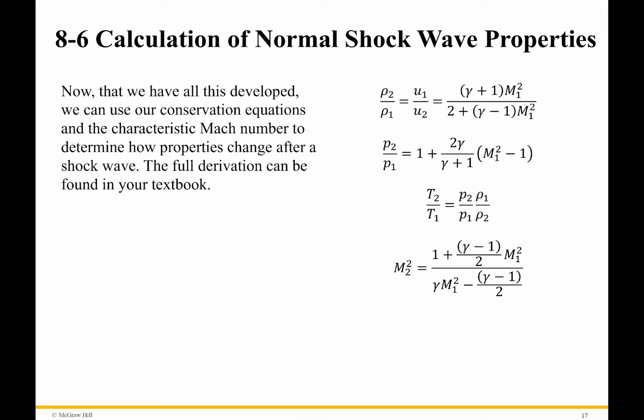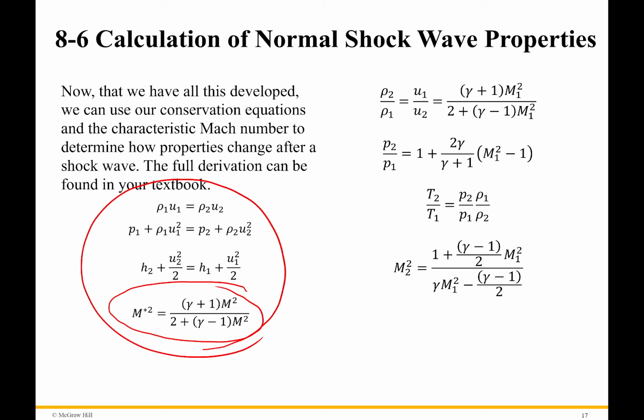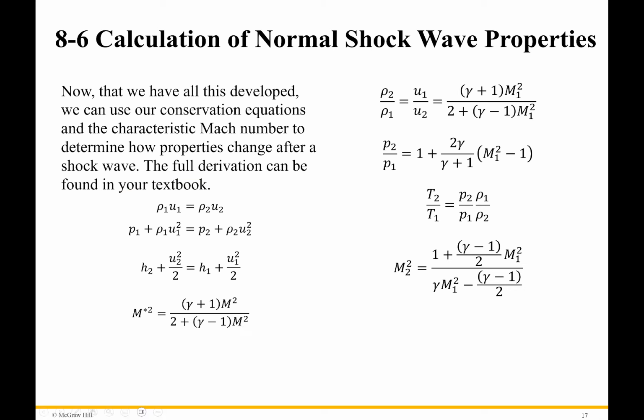Okay, so having done all this work, we can finally figure out how our properties are going to change after a shock wave. So how does the density change, pressure change, temperature change, Mach number change? Now, the way we do that is we take all of our continuity equations, as well as one relation which I didn't really go into very much, which just shows how our characteristic Mach number is related to our Mach number. And with that, we can figure out how pressure, density, temperature, and Mach number change afterwards. We have 4 equations, and we have 4 things we're trying to find after the shock wave. It works out fine.